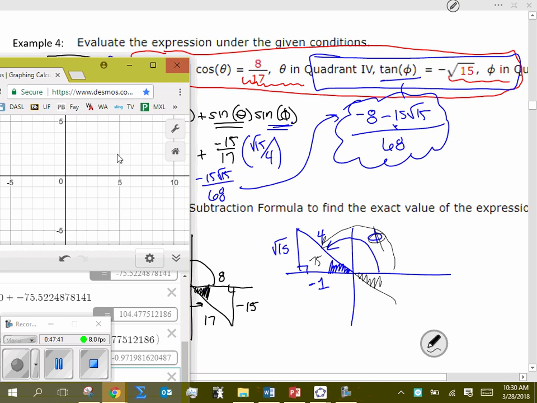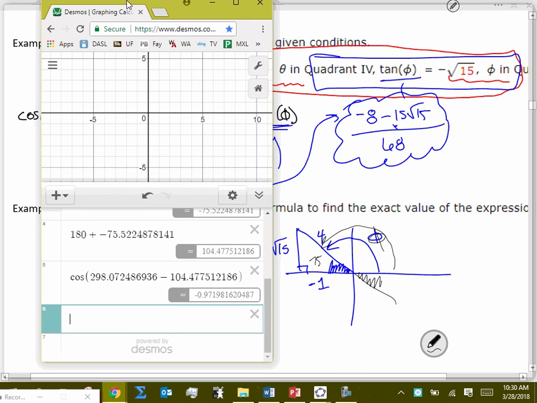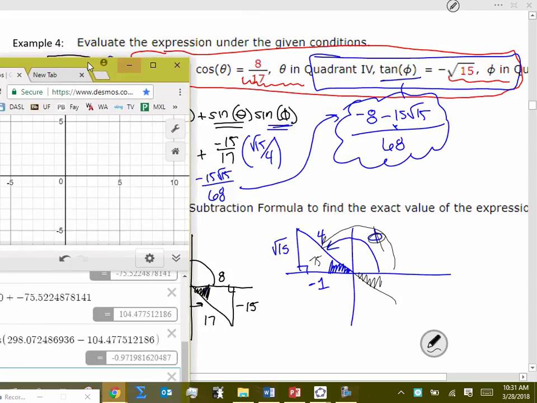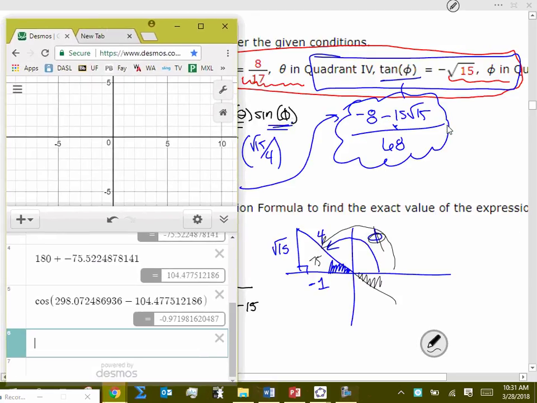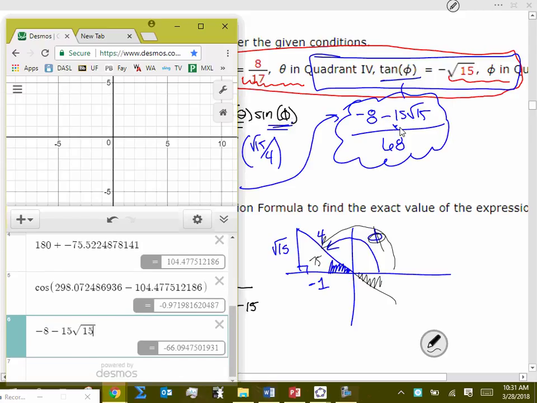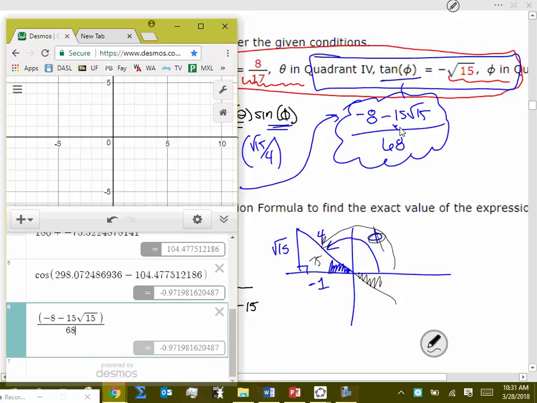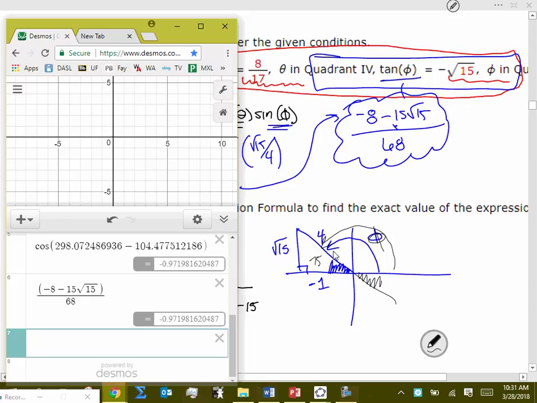Try to get everything here so you can see it. Is that identical to this thing here? So I'll type that in. Negative 8 minus 15 square root 15. Put all that in parentheses, divide by 68. And we do see that these two numbers, that one there and that one there, are identical.